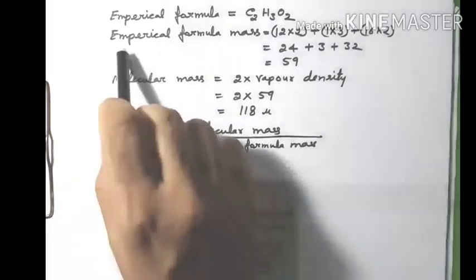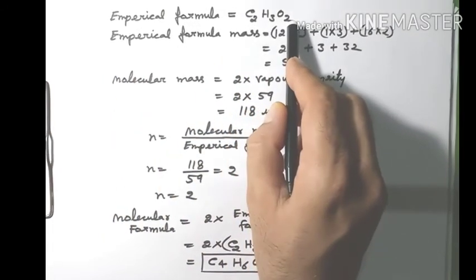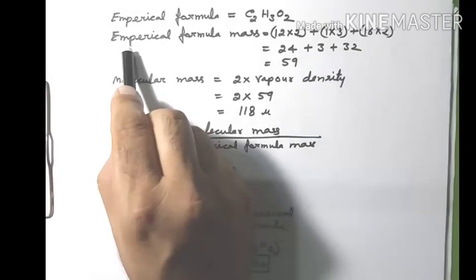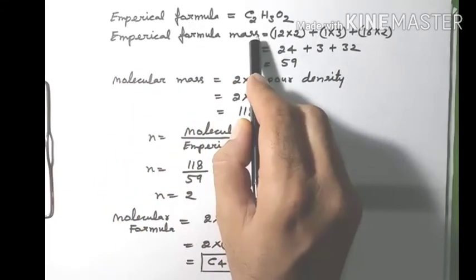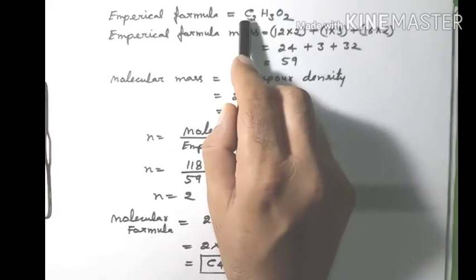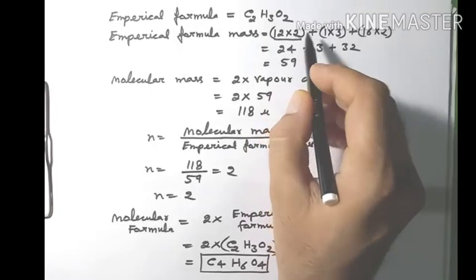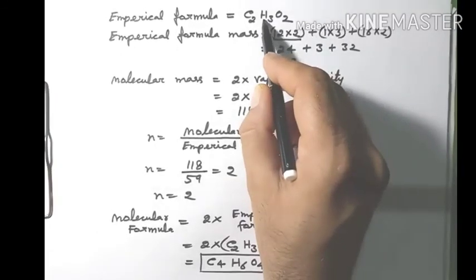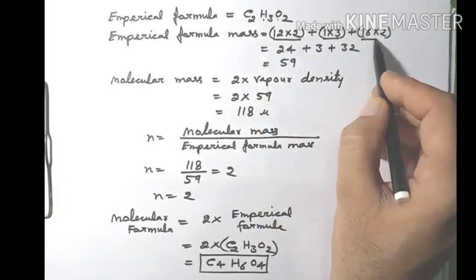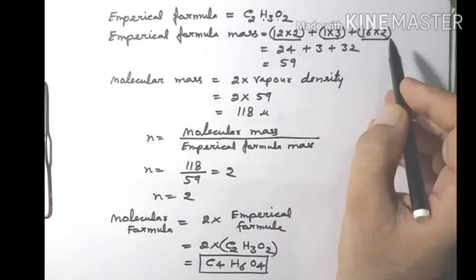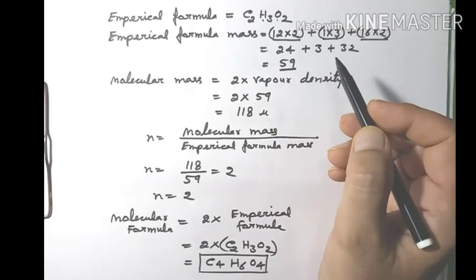The empirical formula of the compound is C2H3O2. Here only we will calculate the empirical formula mass, and empirical formula mass, how do we calculate? That is atomic mass of carbon is 12, so 12 into 2, plus atomic mass of hydrogen is 1, so 1 into 3, and atomic mass of oxygen is 16, 16 into 2. When we solve, then we get 59, and this is the empirical formula mass.